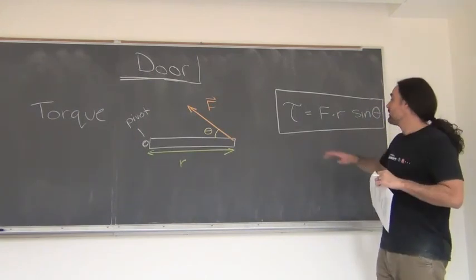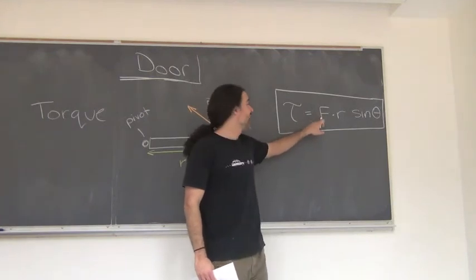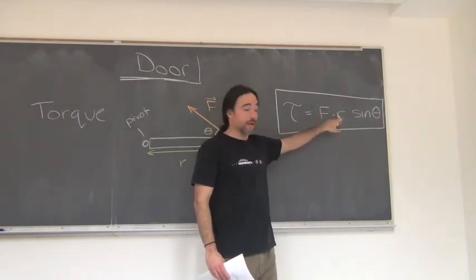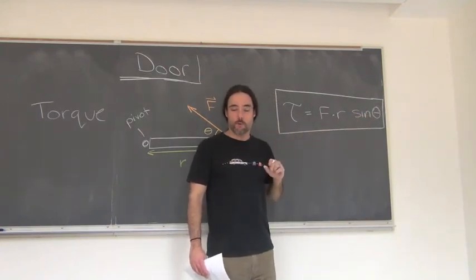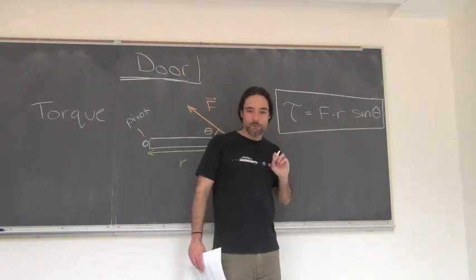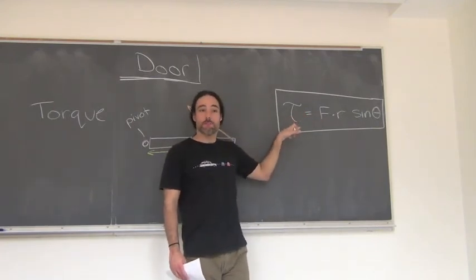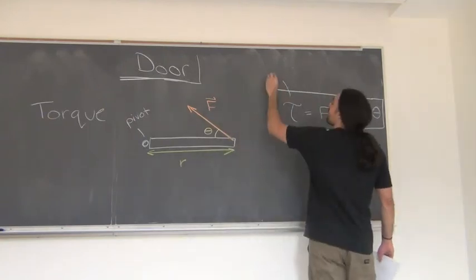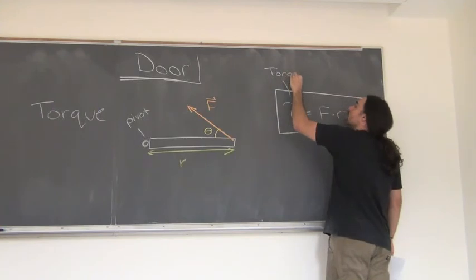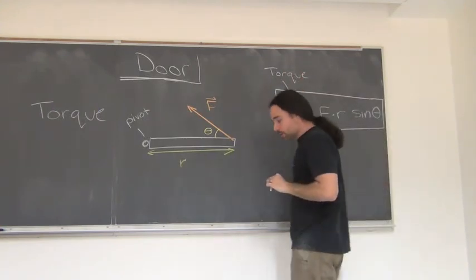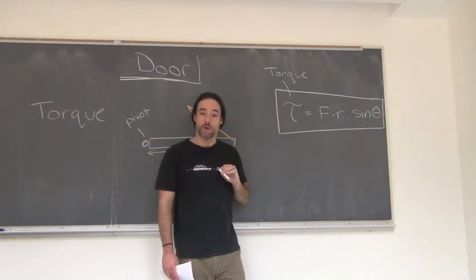Well, it turns out we can define the torque to be the force times the distance to the pivot point times the sine of the angle that that pushing force gets applied at. Now, why do we write it this way? Well, if the force is bigger, we're going to have a bigger torque. So that thing that looks like a T, it's actually the Greek letter tau. That's going to be our torque. And if I have a bigger force, I have to have a bigger torque.